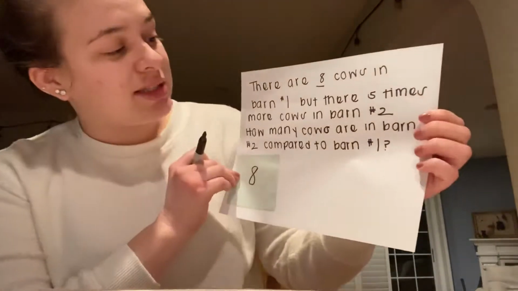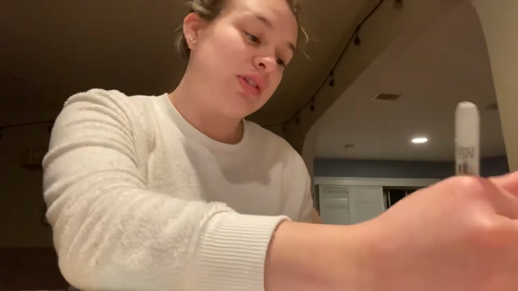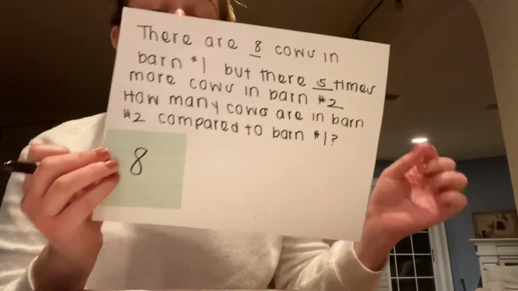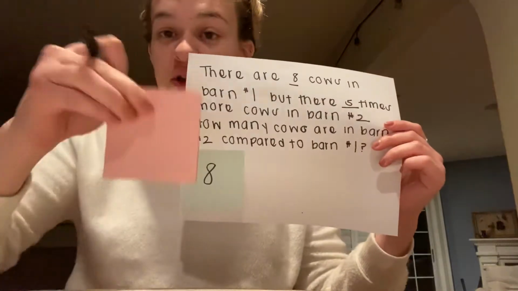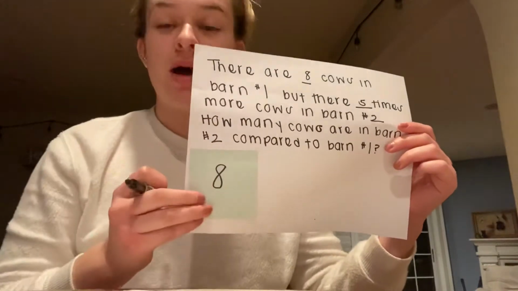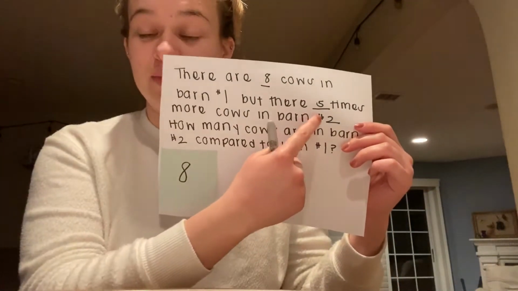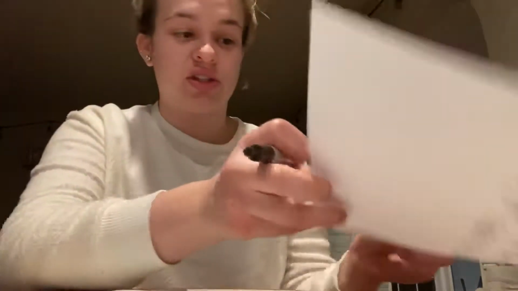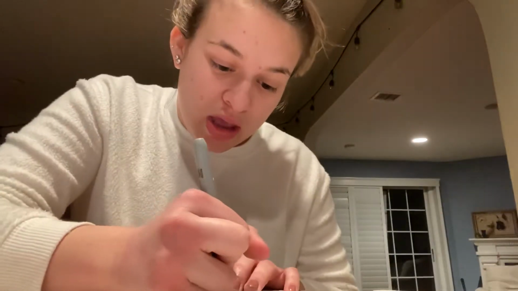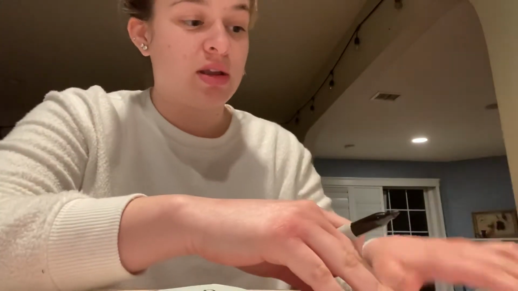So then the second number that you see in the word problem is 5. And it tells us there are 5 times more cows in barn number 2 than barn number 1. So what you would do is you'd want to alternate between the 2 different colors to show the bar. And it would look like this. So you're going to need to write the number 8 5 times using the Post-it notes, differentiating the color that you're using. So the first color would be this green I have. So we can move this up here.